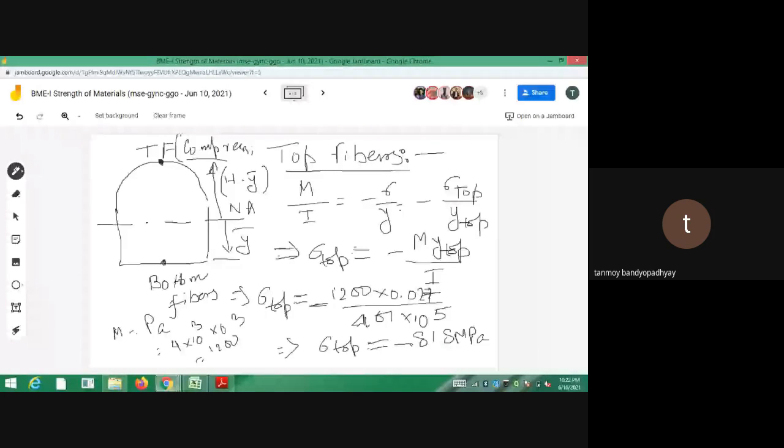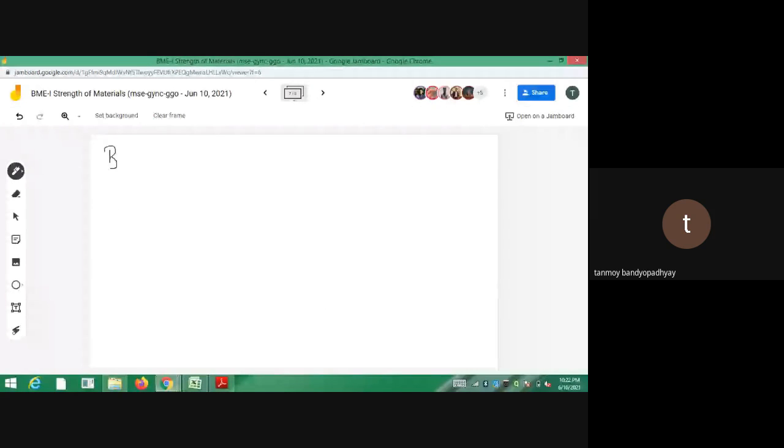Similarly, you do the same things for the bottom fibers. For the bottom fibers, you have to calculate the value of y bottom. So y bottom was y minus y bar, since y bottom is below the neutral axis, and the neutral axis is our axis system. So that is minus y bar. So that is minus, what was it, 0.022, I think.